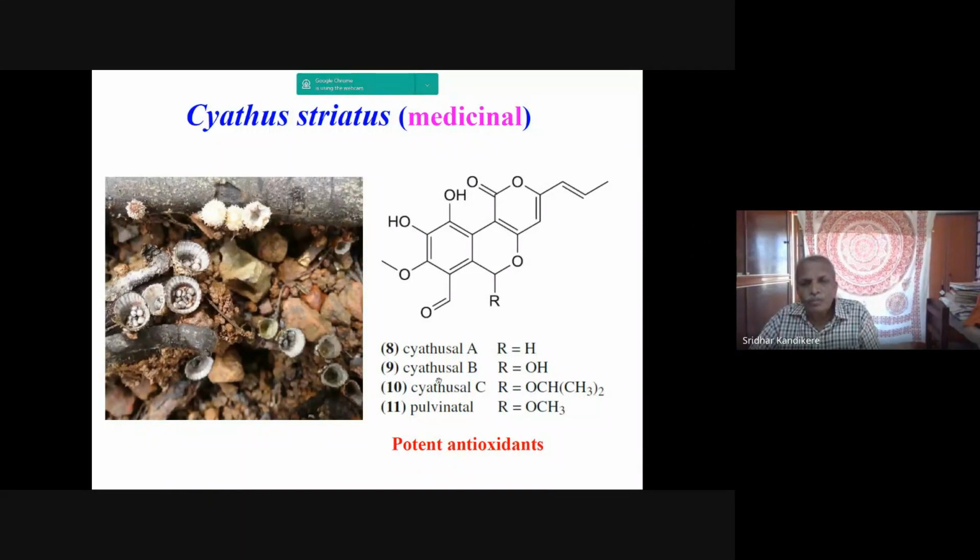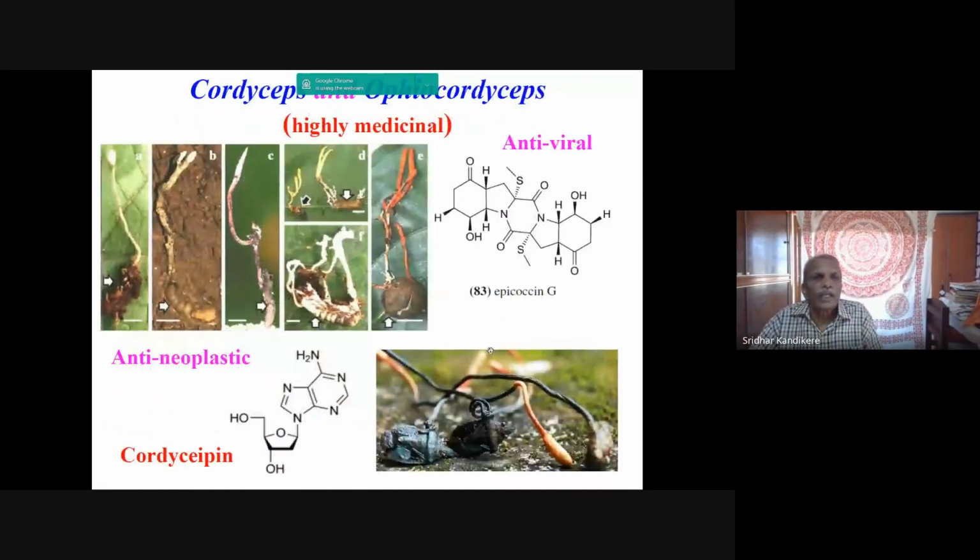These are the compounds produced by Cyathus, and keen observation is necessary to see such mushrooms growing on the soil as well as on wood material. They are potent antioxidants. Then Cordyceps and Ophiocordyceps. Ophiocordyceps I have already mentioned.